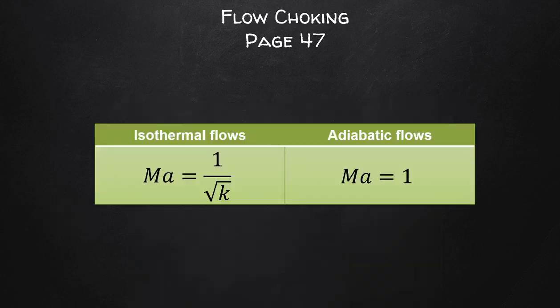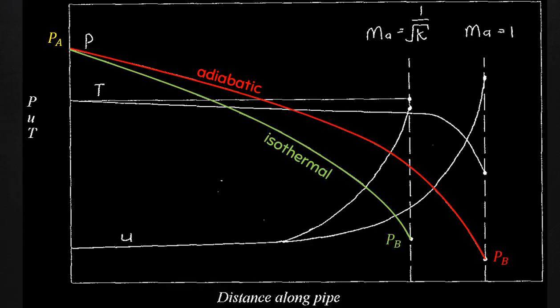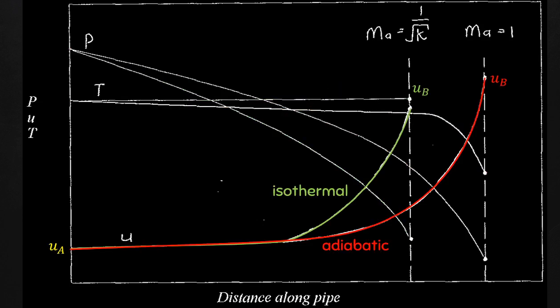Now, for isothermal flows, the maximum velocity occurs at a Mach number equal to 1 over the square root of k, which is the specific heat ratio, and also at 1 in the case of adiabatic flows. A figure on page 48 gives a relatively good summary of the trends that are expected for the pressure, velocity, and temperature, and you can go over these yourself. Note the differences in the two models with respect to the pressure drops, as well as the temperature drops and the velocity profiles.